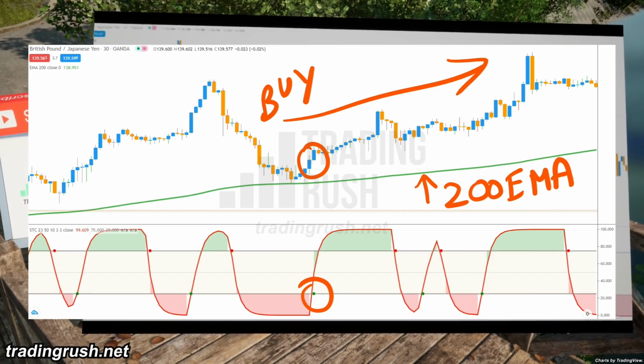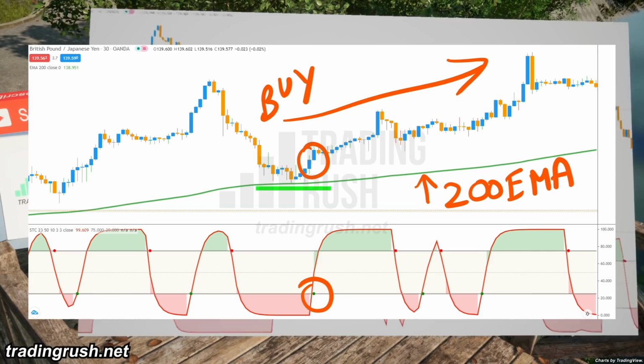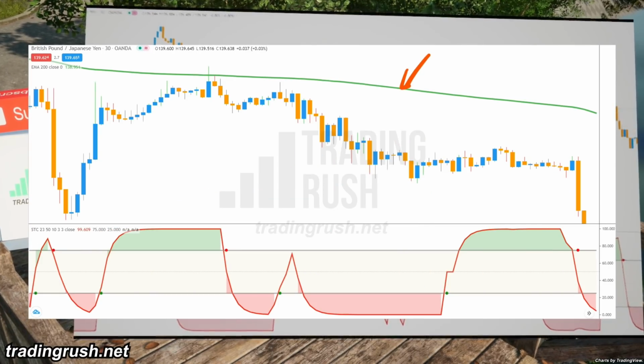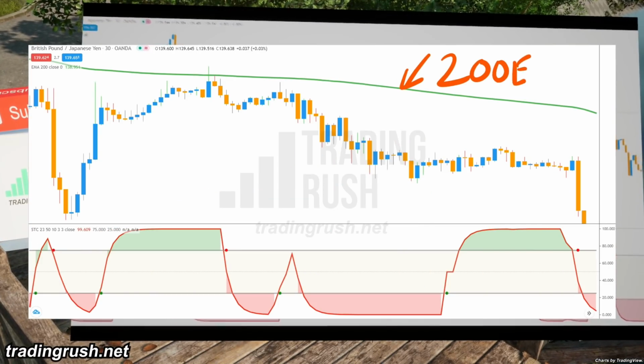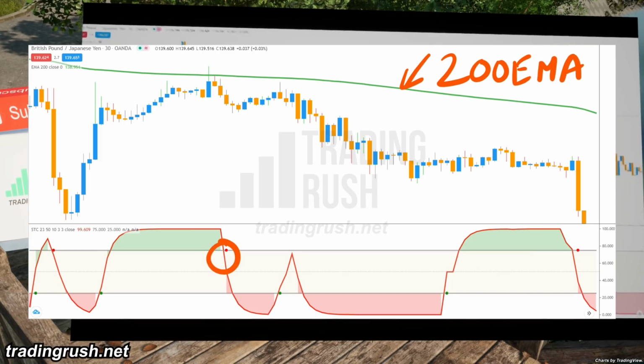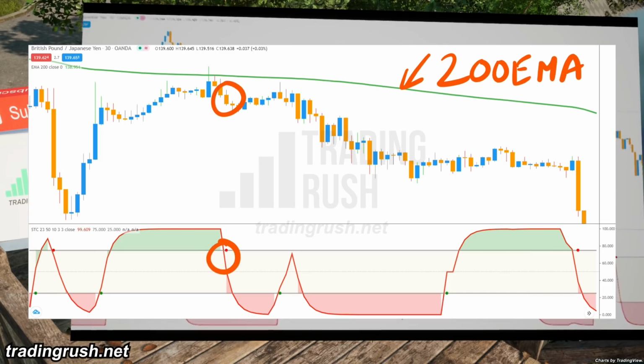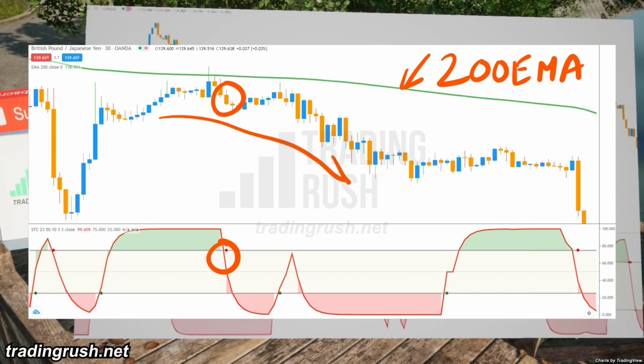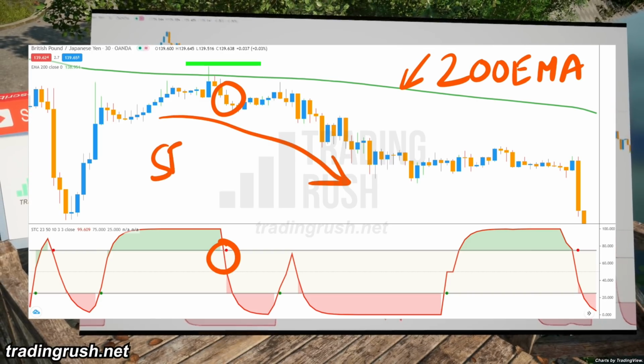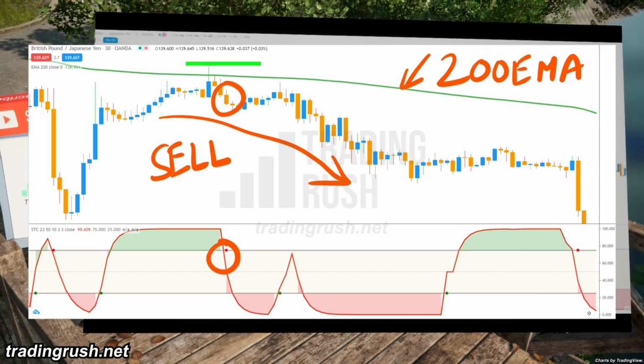In the long setup, set the stop loss below the pullback of the trend. And if the price is below the 200-period moving average, the short entry signal is when the signal line of the shaft trend cycle indicator is crossing below 75. In the short setup, set the stop loss above the pullback of the trend.